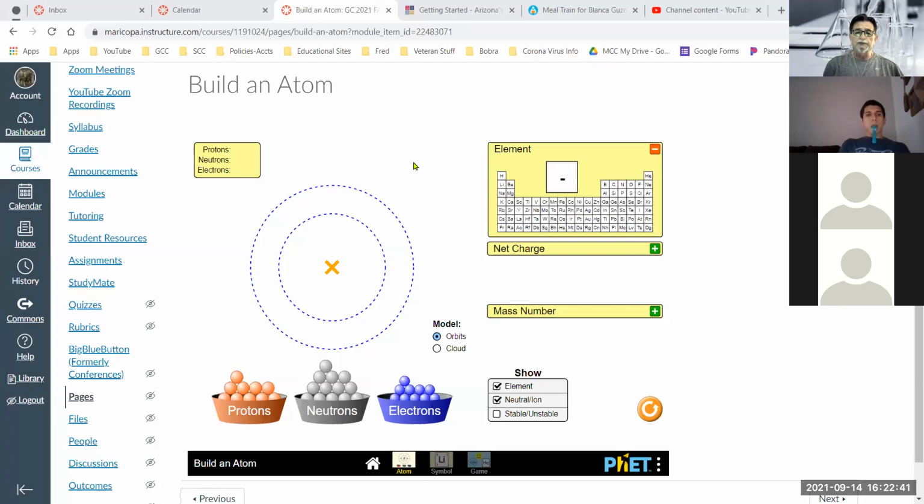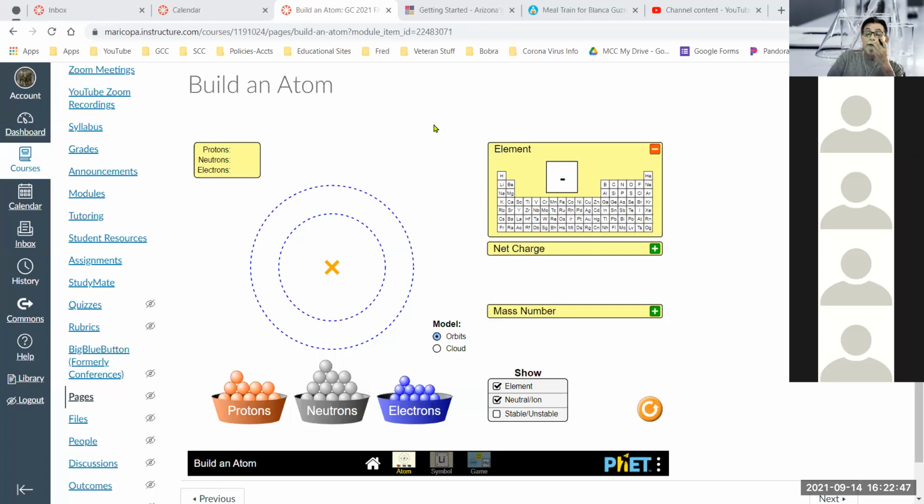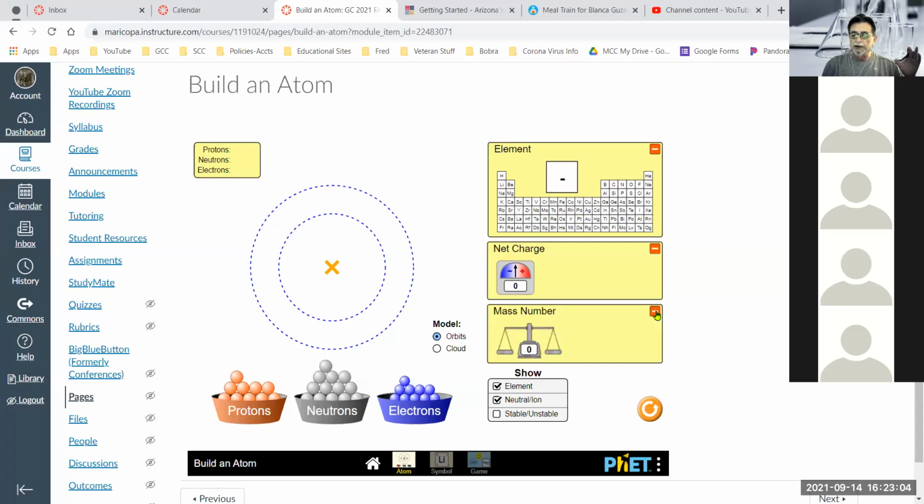Okay, can everybody see the Build an Atom? Yes. Okay, good. Thank you. All right. And so let's go over, as you can see, we have a periodic table on the far right. Okay. Then click the plus, and that will give you a net charge scale. Then expand the mass number on the right side.